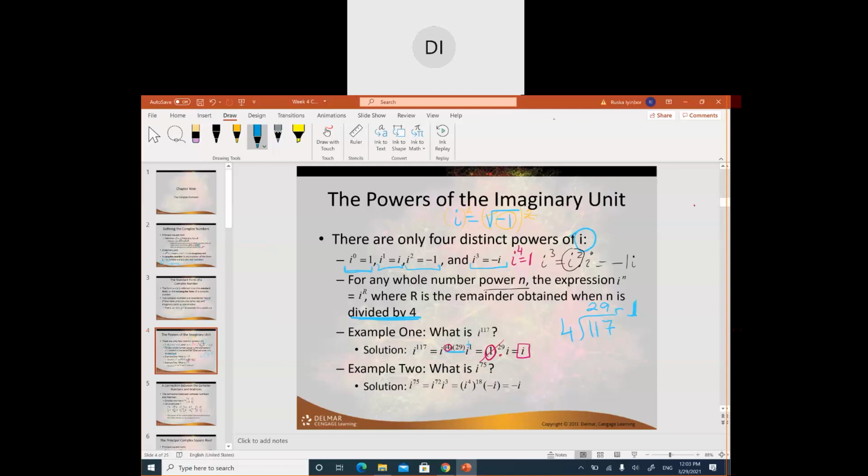Okay, let's do the next one, example 2. We have i to the 75. So we're going to divide 75 by 4. And that's going to give me, what is that? Let's do that. 75 divided by 4 is 18, 18 times 4 is 72, and the remainder is 3, right?